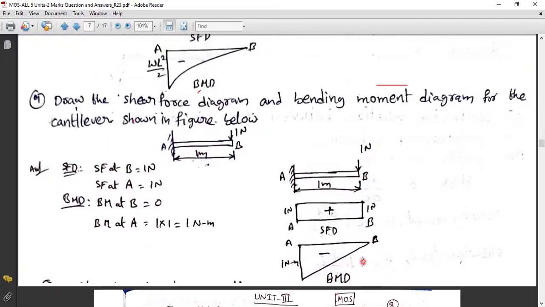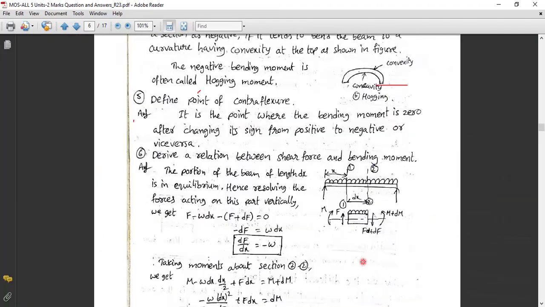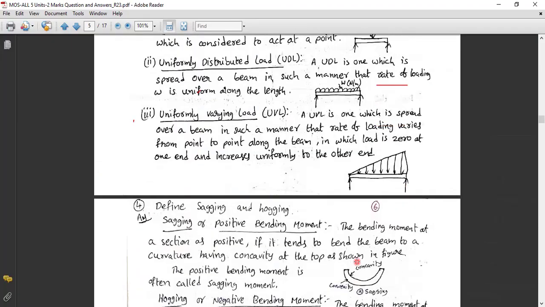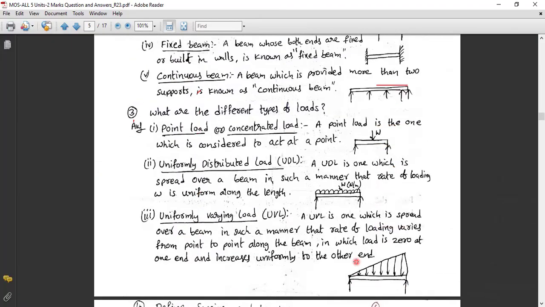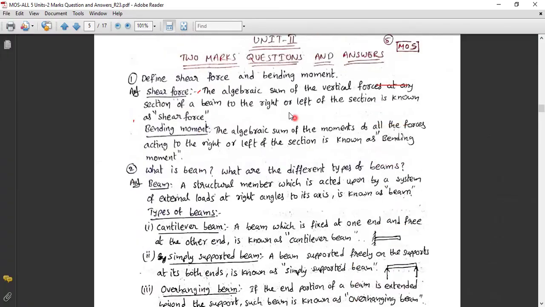So this is the end of these questions. I have covered 9 basic questions in this unit 2. All the sagging and hogging, fixed beam and simple beam, I have covered in this unit 2 of shear force and bending moment. Hope you have understood all the things and it will be helpful for your studies.